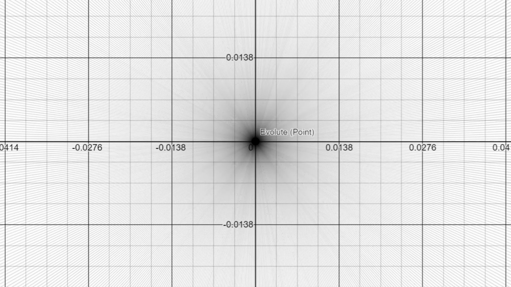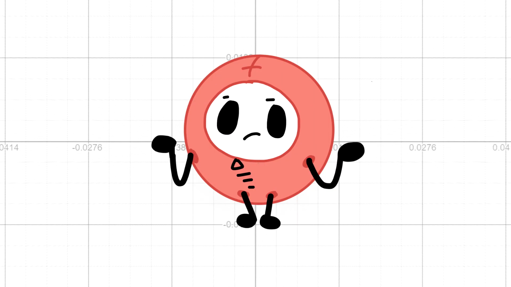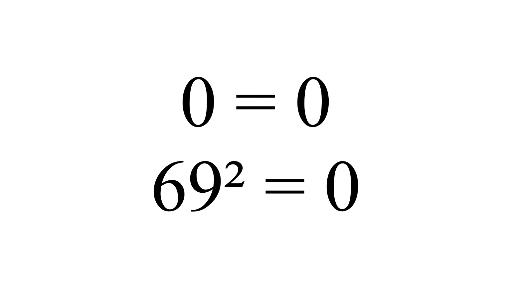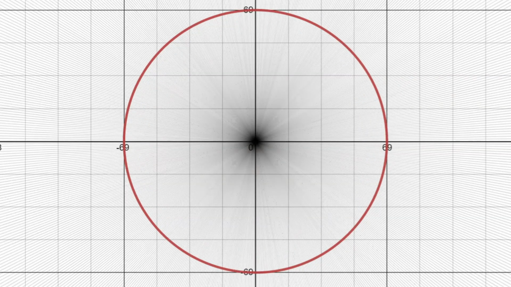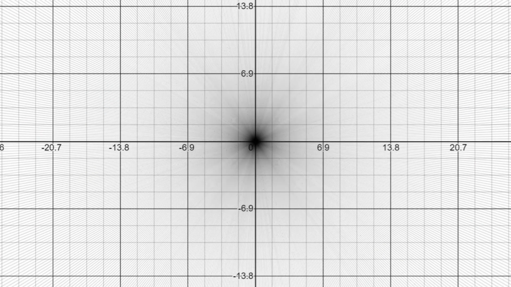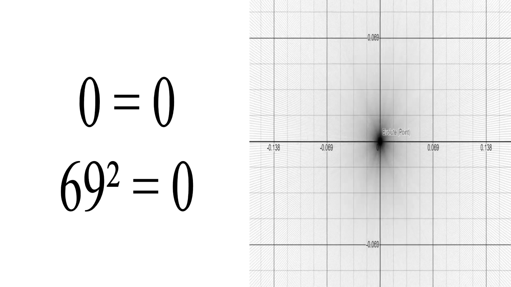So wait, then would the center be considered a circle pseudo-focus? Well, rationally speaking, I'm not very certain. Step 2 says there are no solutions, but a solution exists. While Step 3 says that since the evolute is a point, the PF is also that point. Perhaps I'll leave it as an open argument.